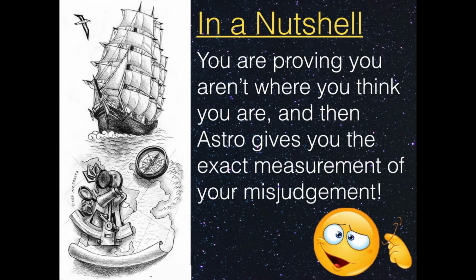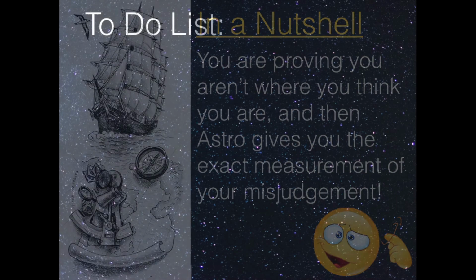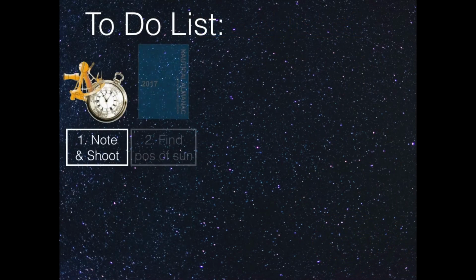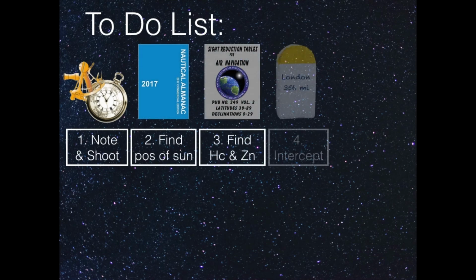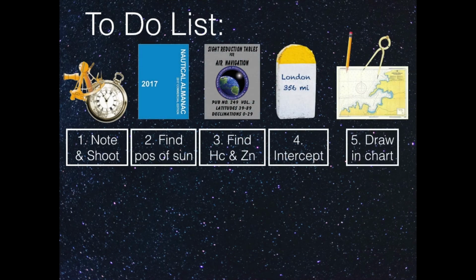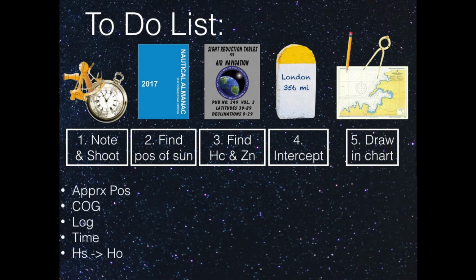So now we have come to a to-do list. The to-do list has 5 steps. And this is what we will do again and again when we do all the exercises and are sailing on the boat. Step 1, note and shoot.